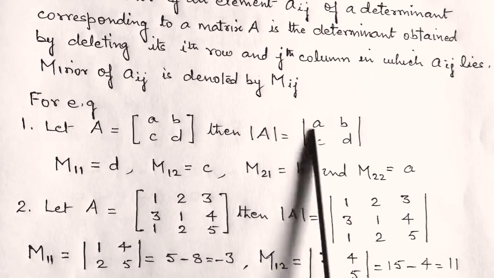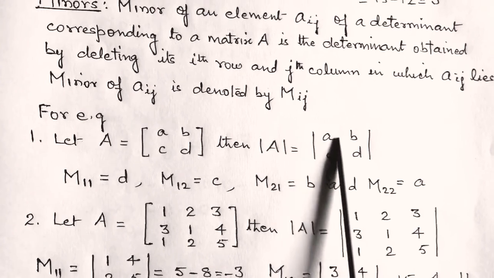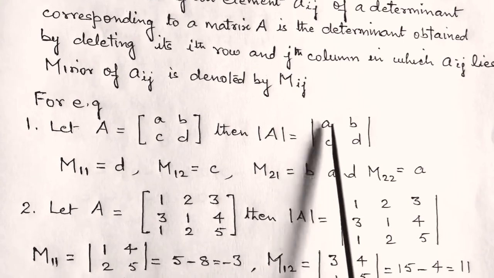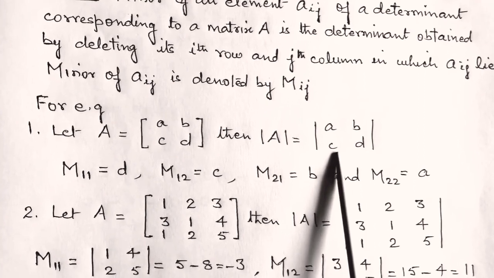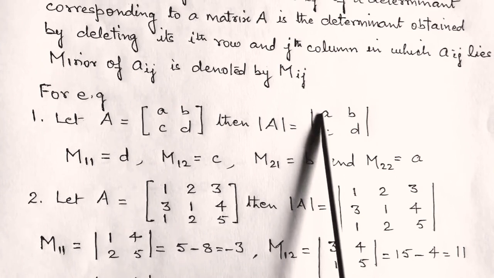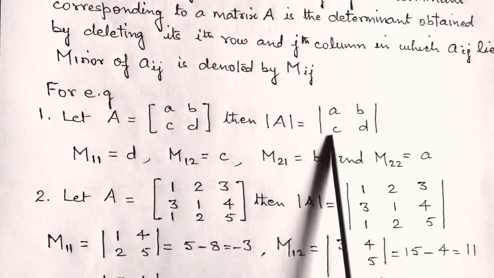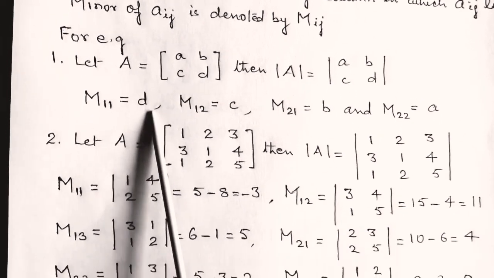Now, M11 means minor of element A. Right? You have to delete the row and column of the element whose minor we are finding. Right? So A is here. So M11 will be, delete this row and column. So what are you left with? You are left with D only. So M11 is equal to D.